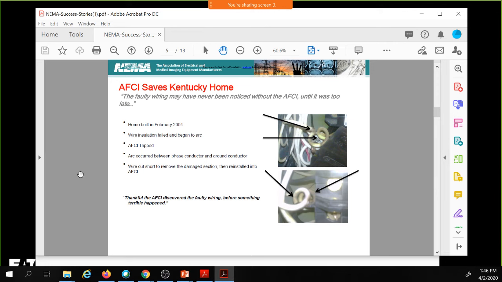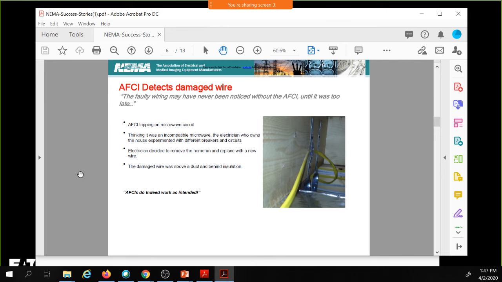This was faulty wiring that was inside of the panel board, because that looks like a breaker in there. That was found.